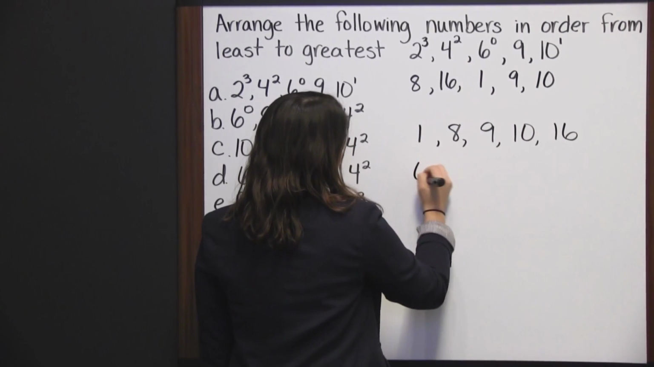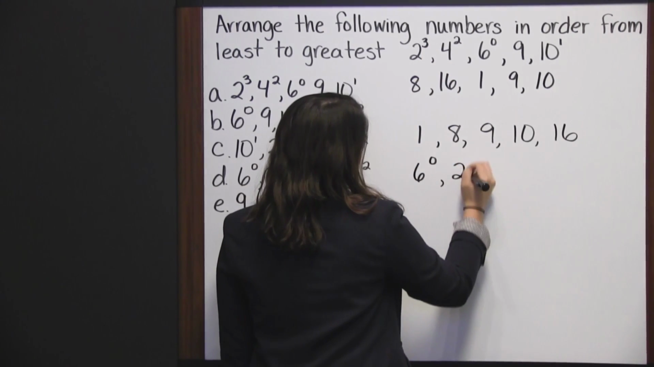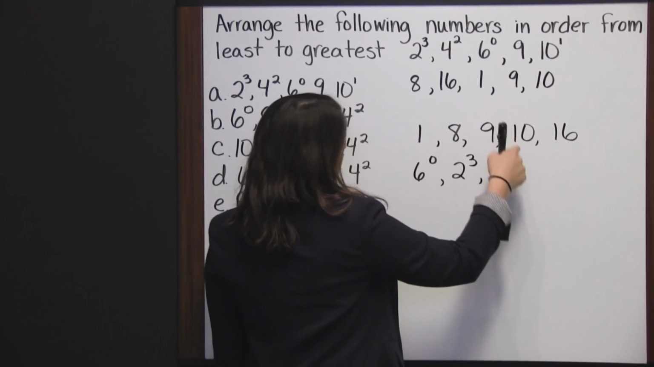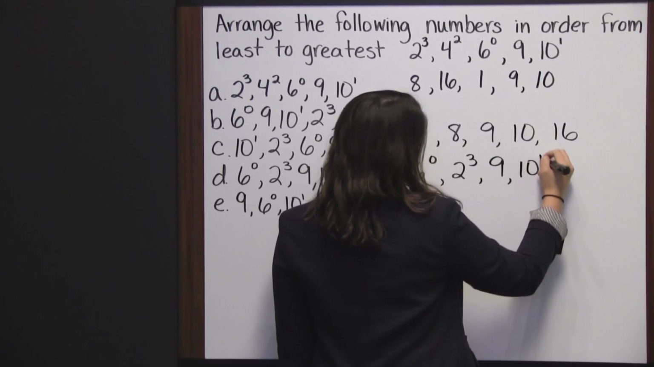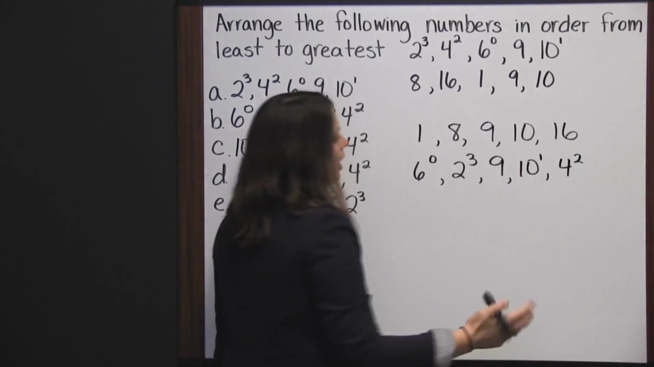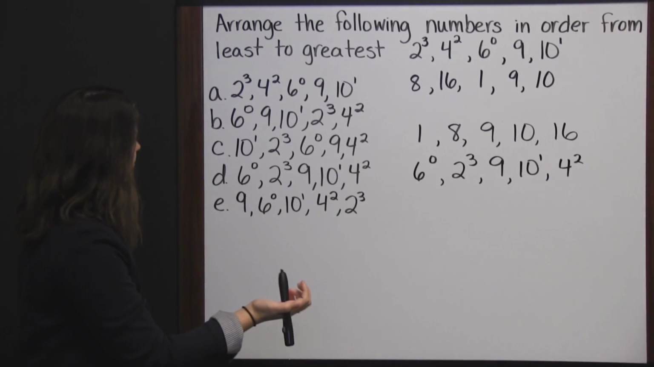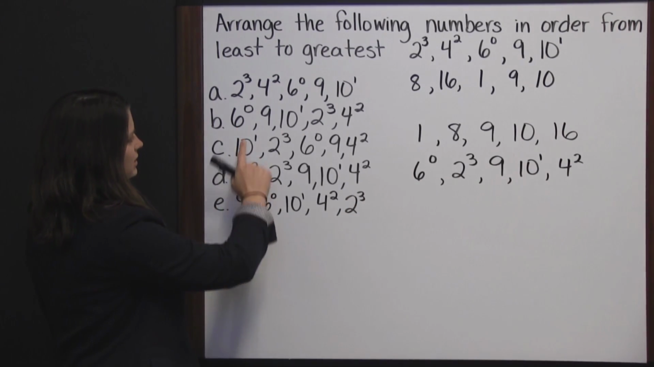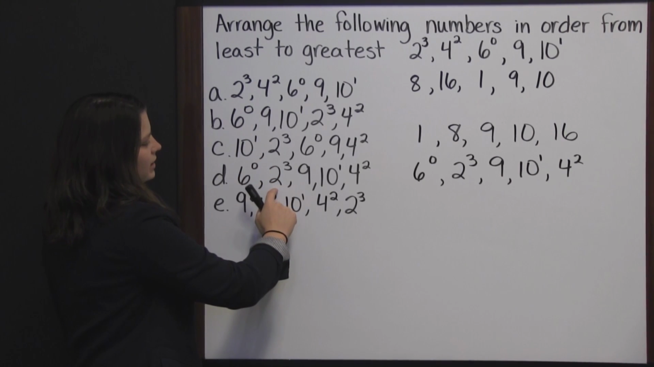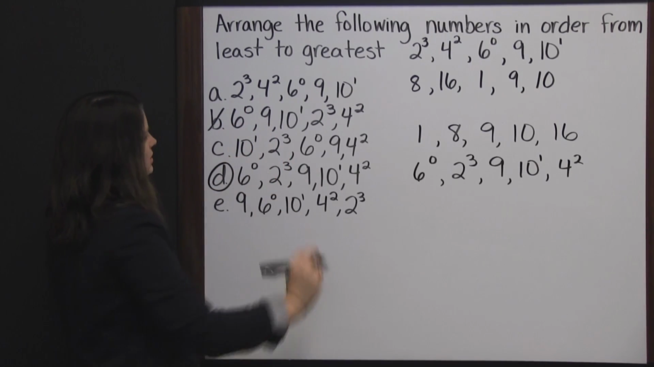1 was 6 to the 0. 8 was 2 cubed. 9 was always 9. 10 was from 10 to the first. And 16 was 4 squared. And now we just need to find which answer choice has this as the answer. So of course we should be starting with 6 to the 0, so that takes it down to either B or D. But then the next should be 2 cubed, which is not the case for B, so our answer is D.